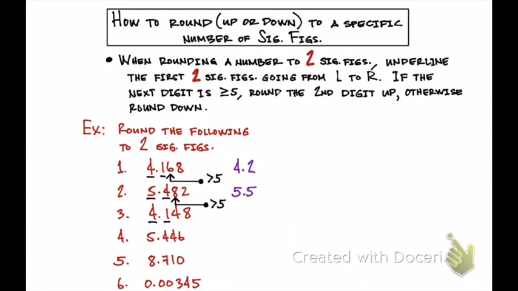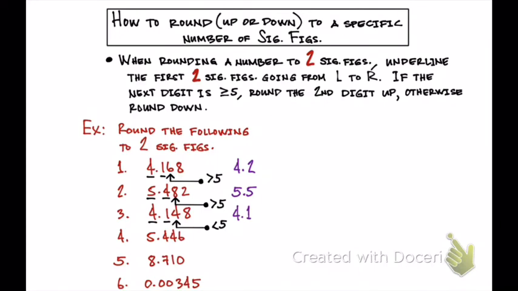And the third number here, again, you can always pause this video if you want to try the rest on your own. So number 3 here is 4.148. You underline the first two, and look at the third number. If it's greater than 5, you round up, otherwise you round down. So because we have 4, it's less than 5, you would round everything down, and so you would report this as 4.1. So that's a typo. Okay, so 4.1.